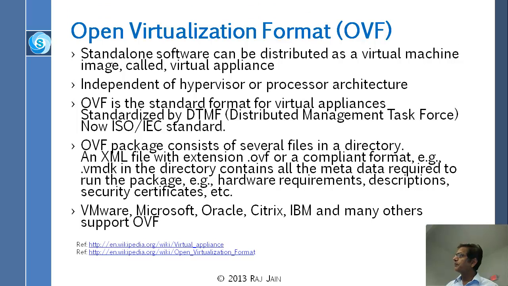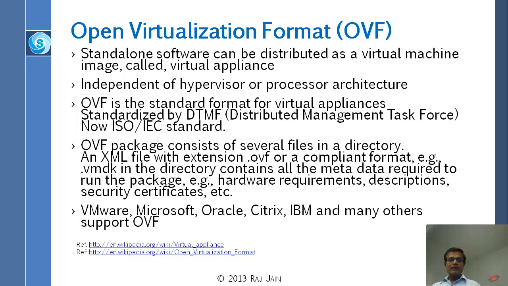And OVF packages consist of several files in a directory. So when you have an OVF package for anything that you want to do, it will have many files, not just one file. But there is one file in that directory which has extension OVF. It is an XML file. Everybody knows what XML is, right? An XML file which describes what is in the directory. That will contain all the metadata required to run the package. So your hypervisor will read that file first and then go from there.